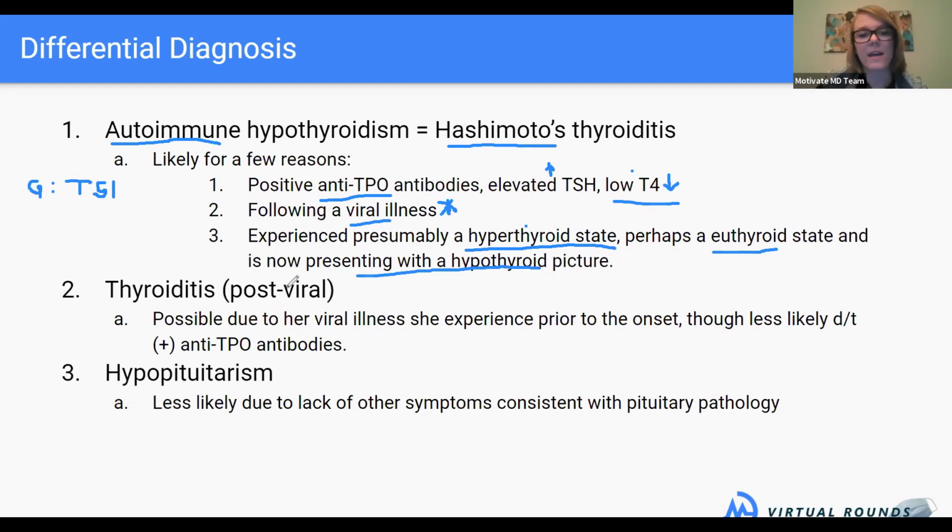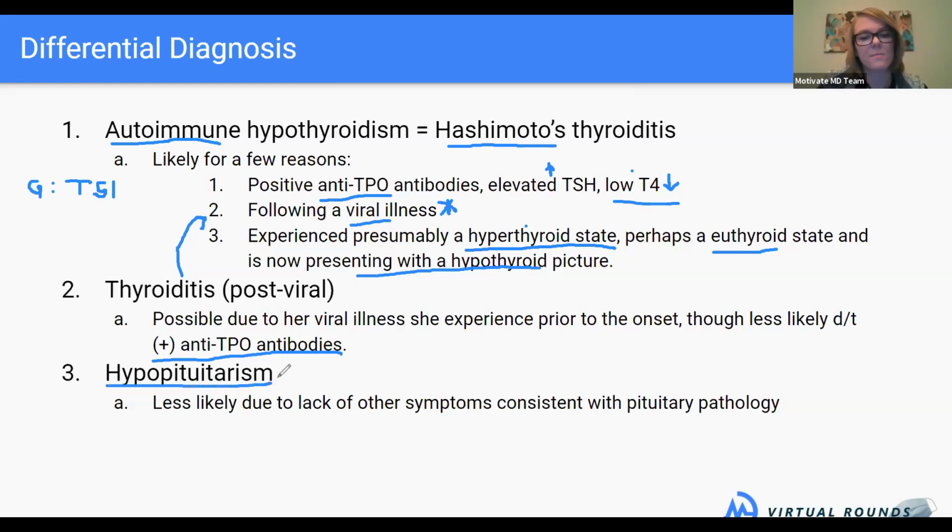Then the other thing that comes along with what we mentioned here is post-viral thyroiditis. This is possible, but due to the fact that we have these anti-TPO antibodies, we're looking more at an autoimmune etiology of this.